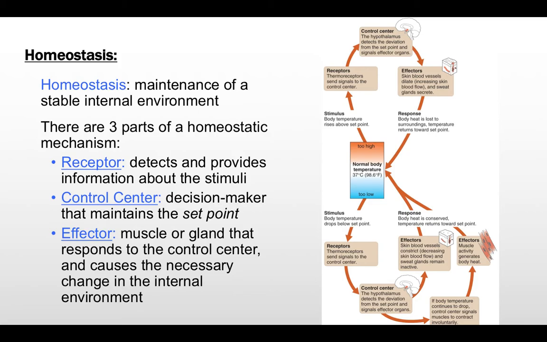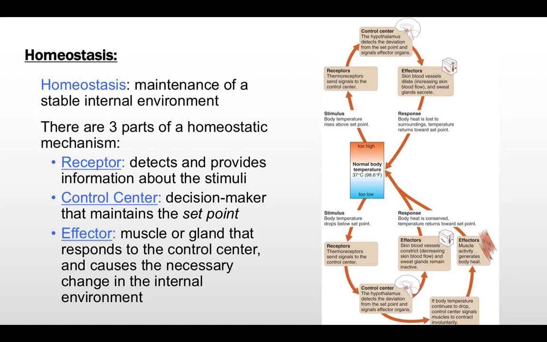There are 3 main parts to any homeostatic mechanism. A receptor to detect when something is off, a control center to make a decision about how to get back to our set point. Set point being what is our body happy at, what temperature, what pH level, what concentration of different molecules, any of those could be a set point. And then the effector fixes it. Oftentimes it's a muscle or a gland that the control center, usually your brain, tells what to do.